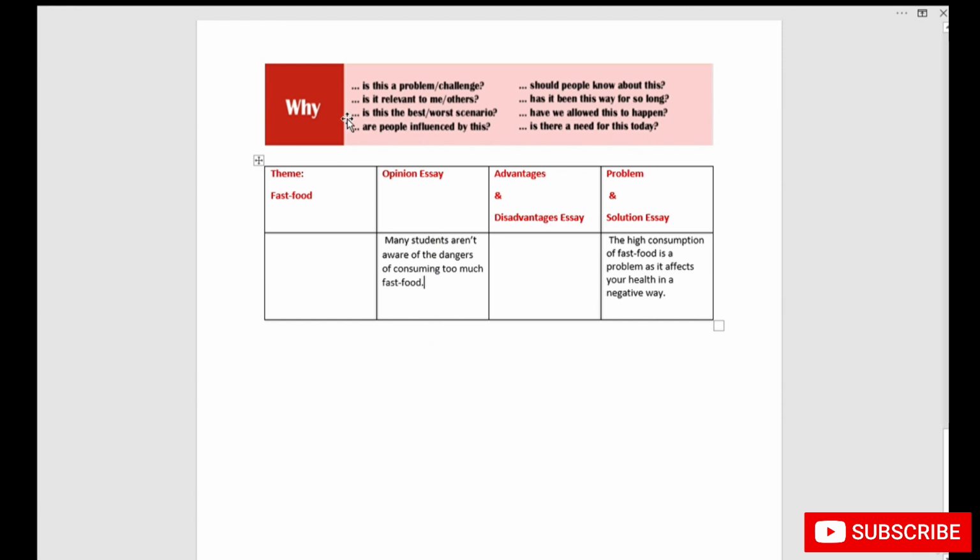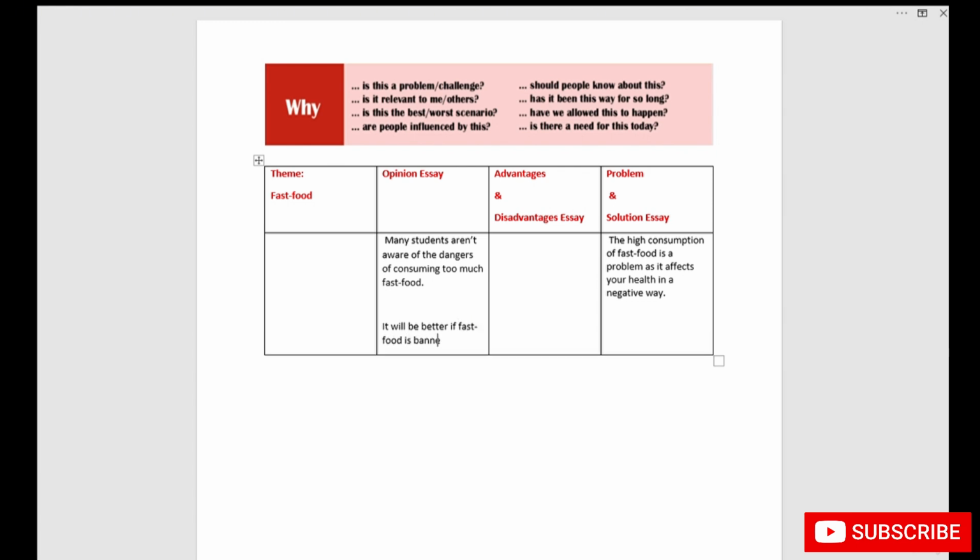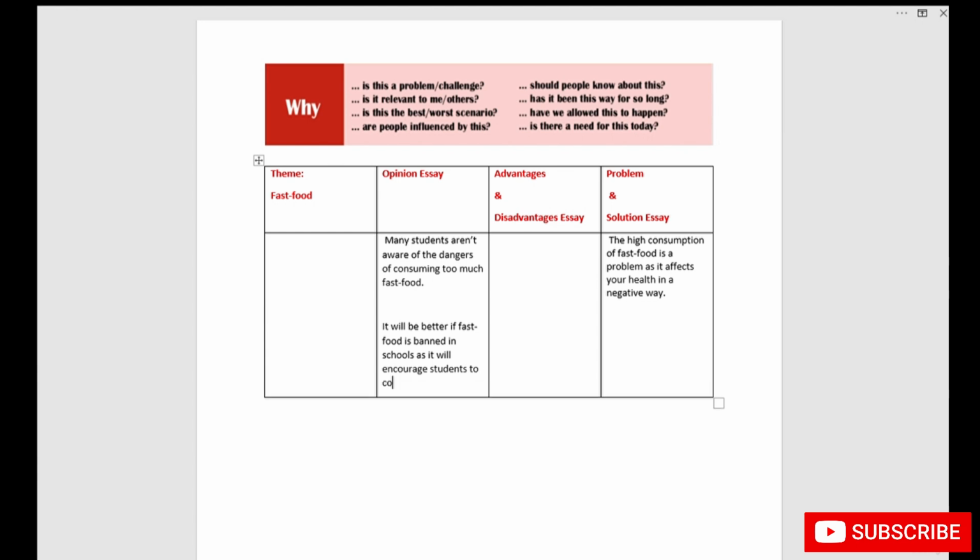Let's look at this part. Why is this the best or worst case scenario? And it can go well with the opinion part. Let's imagine that we say it should be banned in schools. So we say it will be better if fast food is banned in schools, as it will encourage students to consume healthier food.